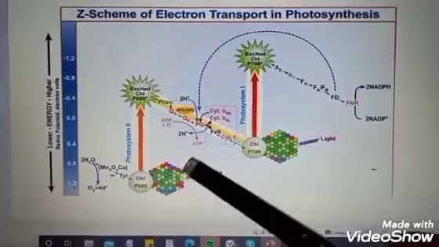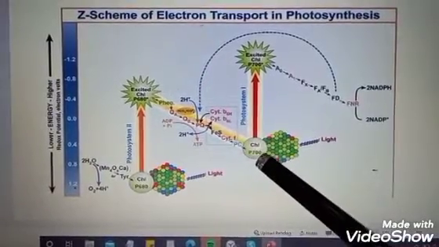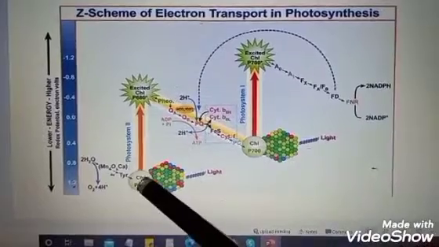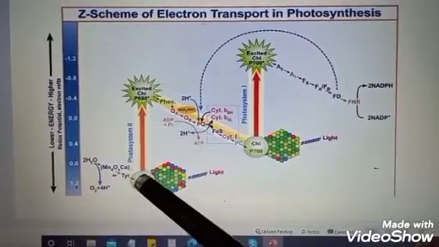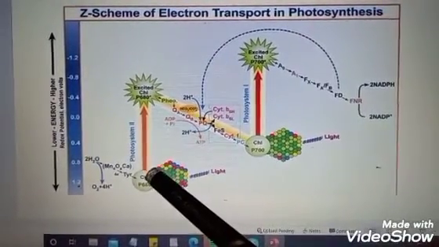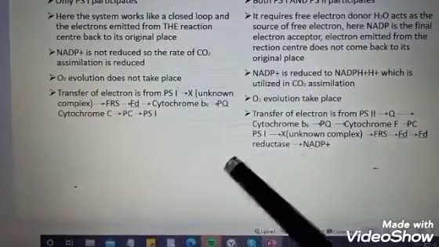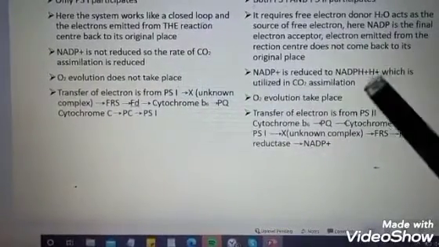The reason behind this is that P700 absorbs light quanta of 700 nm, and P680 absorbs light quanta of 680 nm, and as the wavelength increases, the energy decreases.